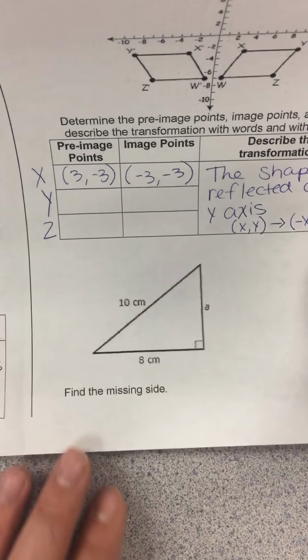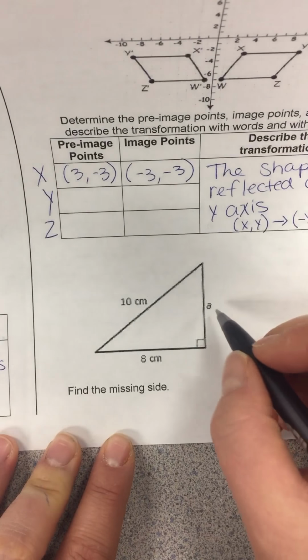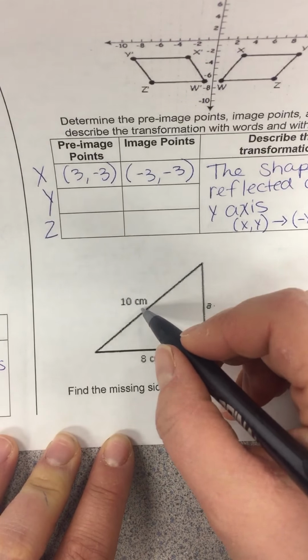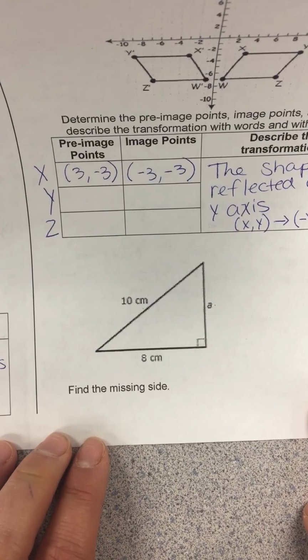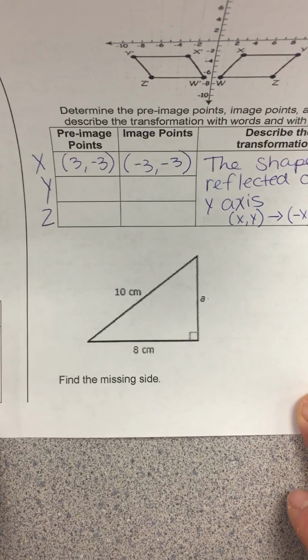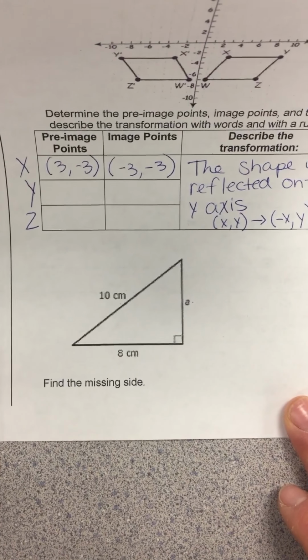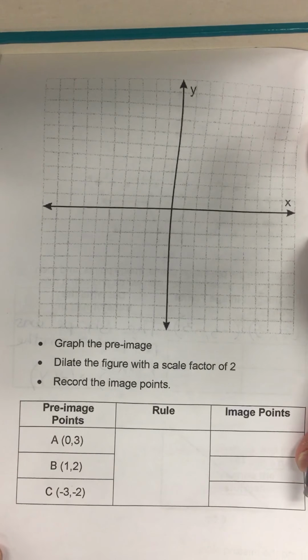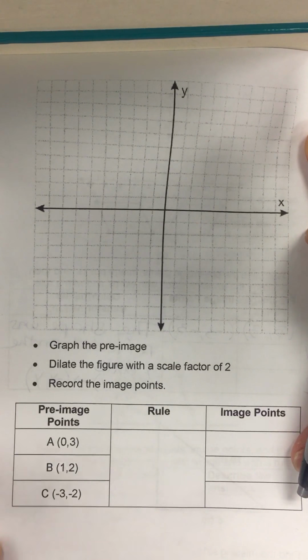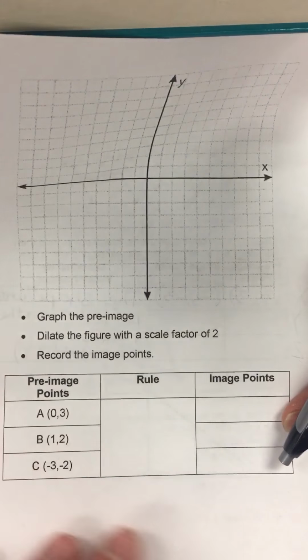And then on this last one, you're looking for the missing side. Don't forget, label it A, B, C, and then use your theorem to figure out A. Okay? Once you're done with all of that, you're working on the back page of this. I want you to do this on your own. Okay, and then come see me and I will check the rest.